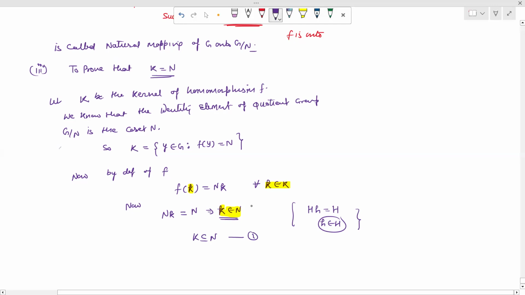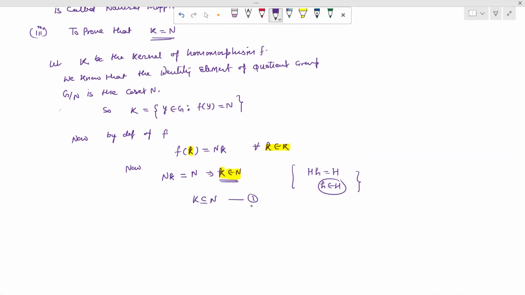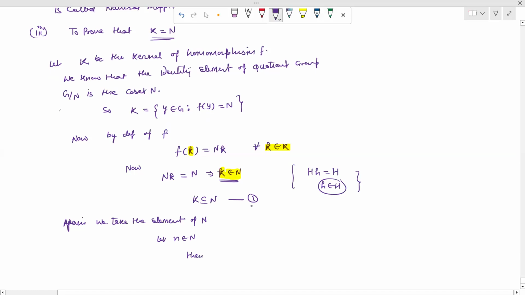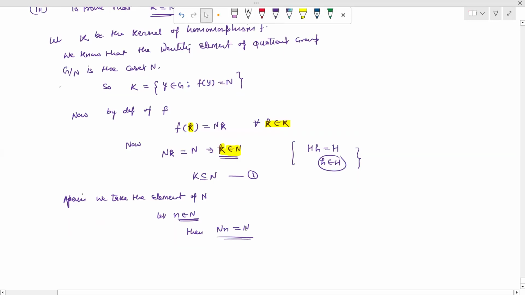Now, again we take the element of N. Let n belong to N. So we take an element of N which belongs to N. That means nN is equal to N. So when n belongs to N, we can write it as Hh is equal to H. So nN equal to N.